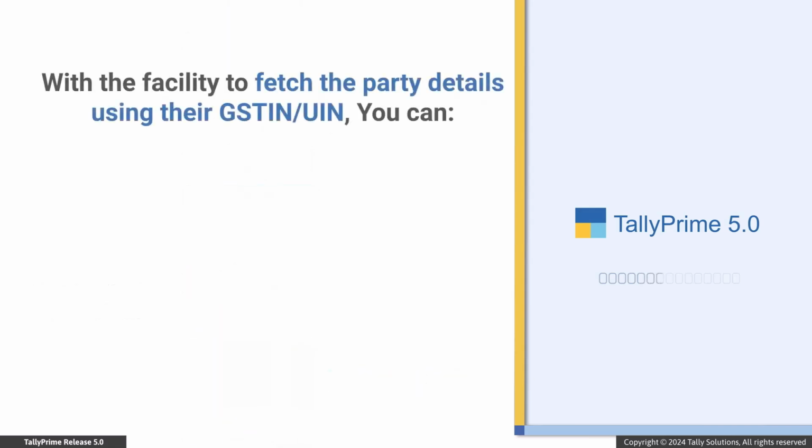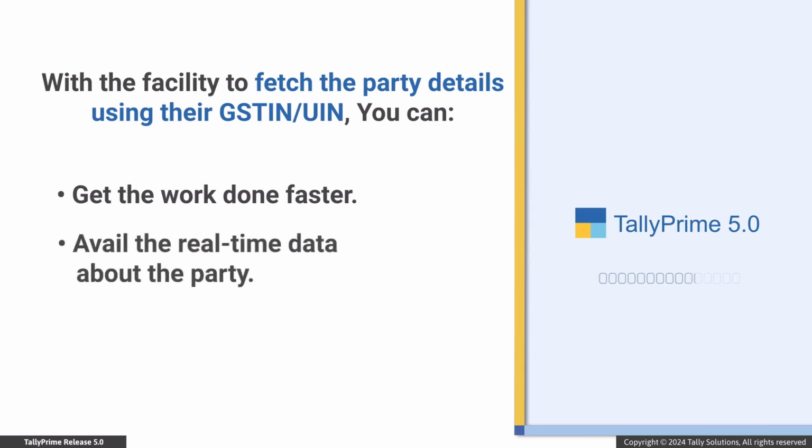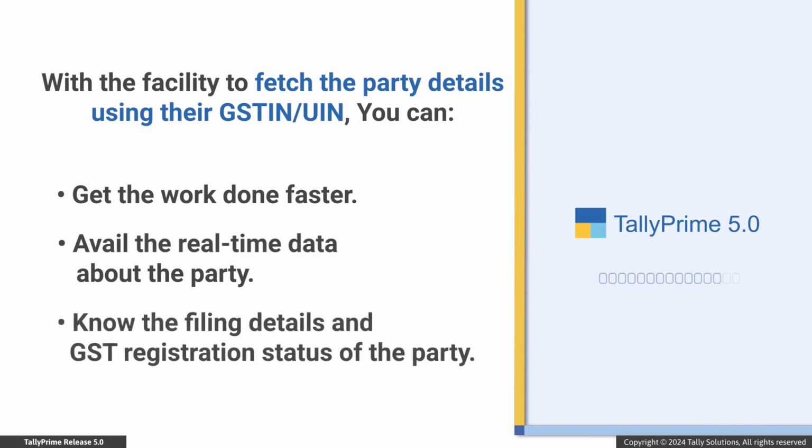With the all-new experience of creating or altering party ledgers merely with GSTN or UIN, you not only get the work done faster, you also get authentic and real-time data about the party since all the details are fetched from the GST portal. What's more, you get to know their filing details. And you also get to know the GST registration status of the party.